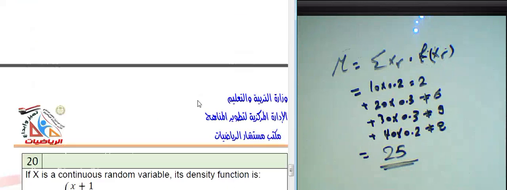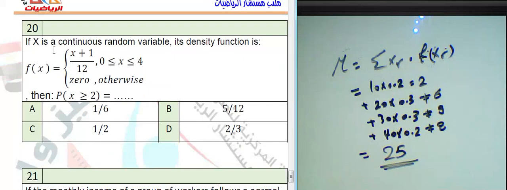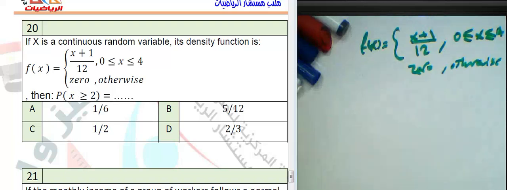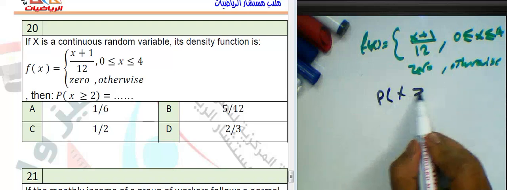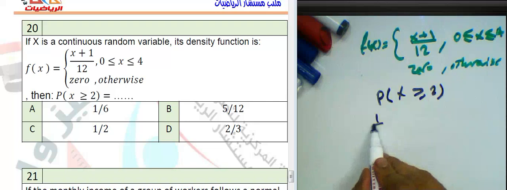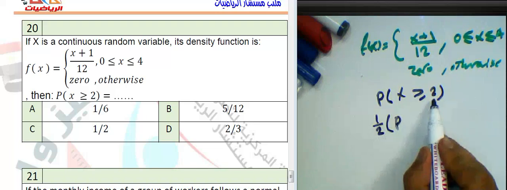Okay. Question 20. If x is a continuous random variable, its density function is f of x equals (x plus 1) over 12 for x greater than or equal to 0 and less than or equal to 4, and 0 otherwise. Find the probability of x greater than or equal to 2. We can find the area from 2.